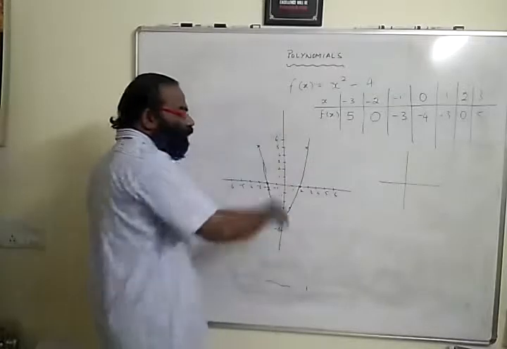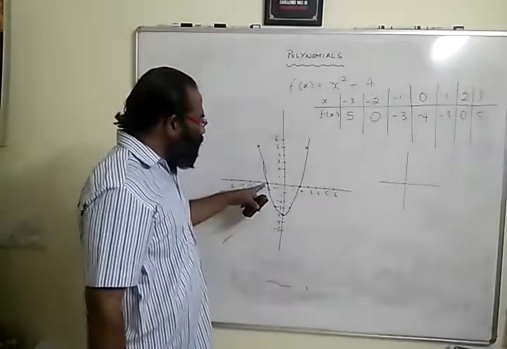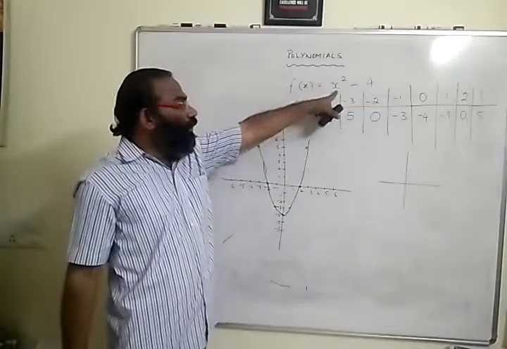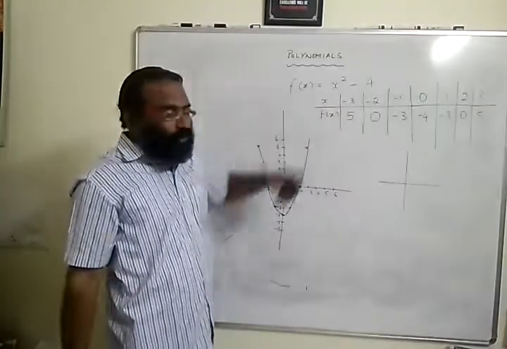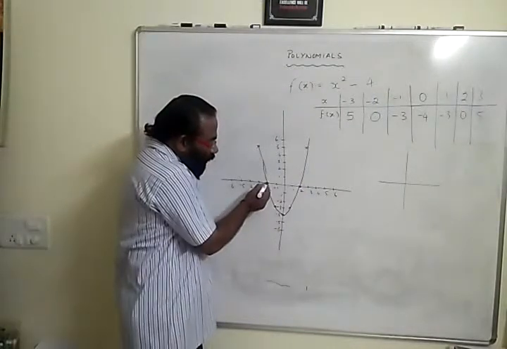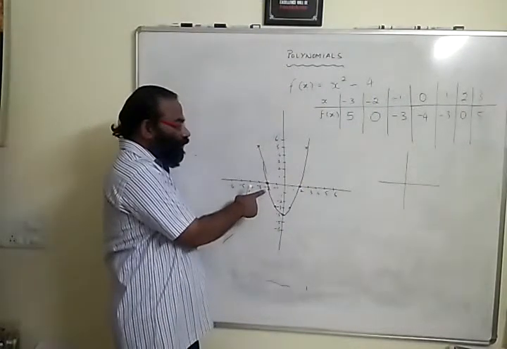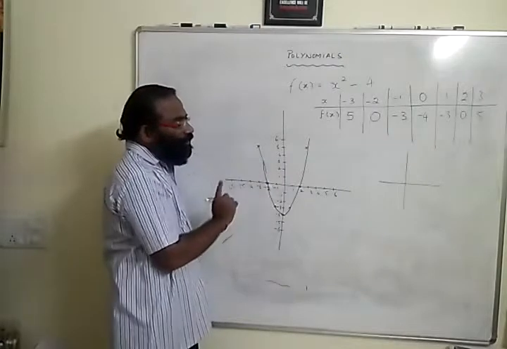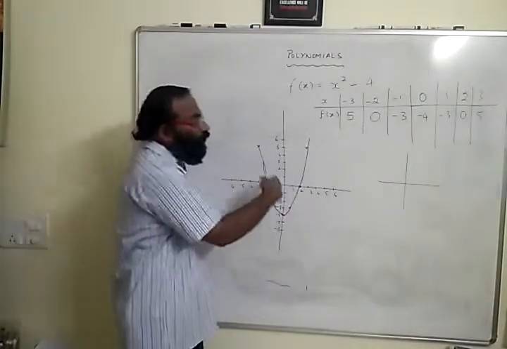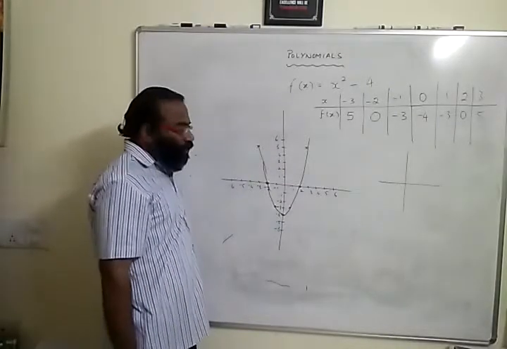This shape is what you call a parabola. And you see this cuts the x-axis at 2 points. Here the degree of the polynomial is 2 and it cuts the x-axis at 2 points. What is the meaning of that? When x is minus 2, the f of x value is 0. So you have two zeros, minus 2 and 2 are the zeros of this polynomial.